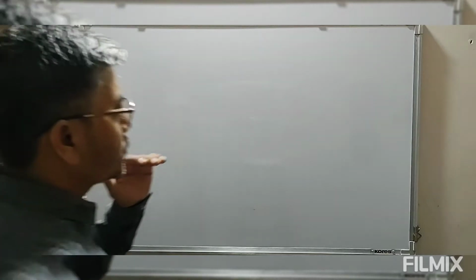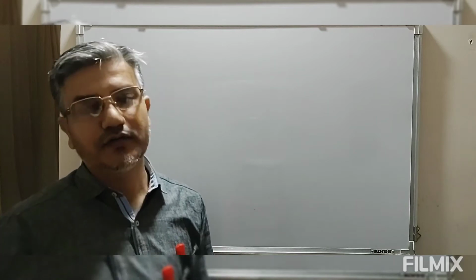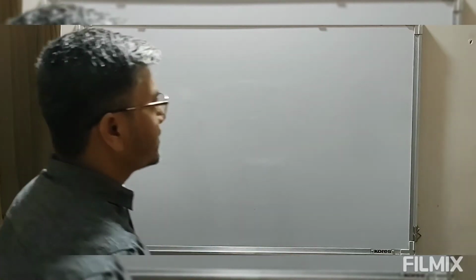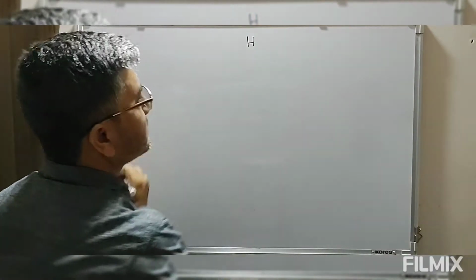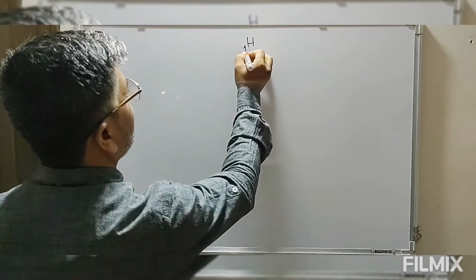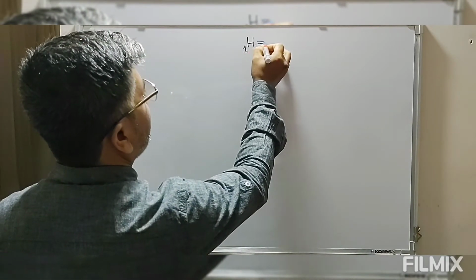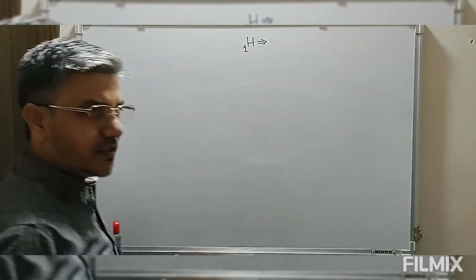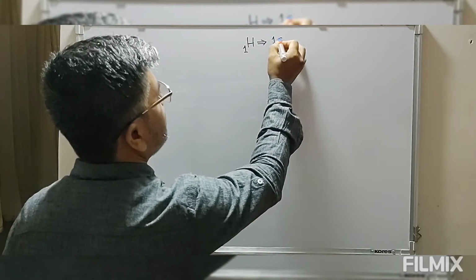So now using these rules for writing electronic configuration, we are going to write down electronic configuration of various elements. So let's start with hydrogen. Atomic number is 1. Now the lowest energy orbital is 1s. So we say this is 1s.